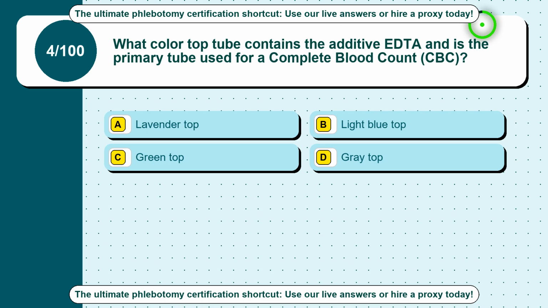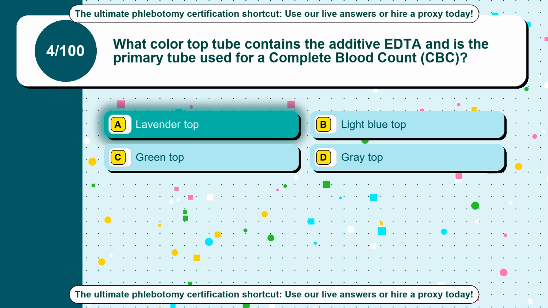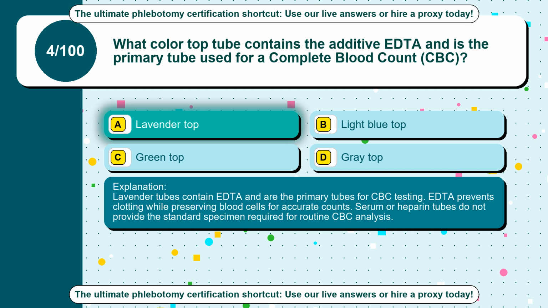Question 4. What color top tube contains the additive EDTA and is the primary tube used for a complete blood count, CBC? Option A, lavender top. Option B, light blue top. Option C, green top. Option D, gray top. The correct answer is Option A, lavender top. Lavender tubes contain EDTA and are the primary tubes for CBC testing. EDTA prevents clotting while preserving blood cells for accurate counts. Serum or heparin tubes do not provide the standard specimen required for routine CBC analysis.